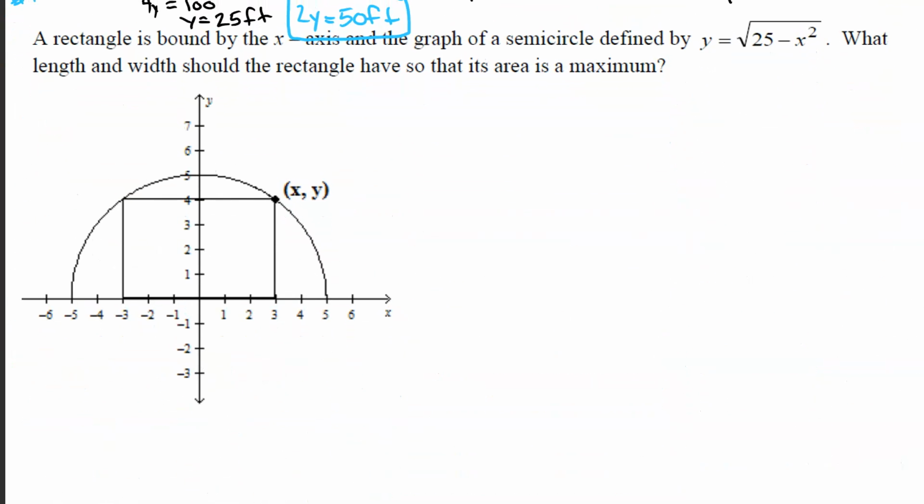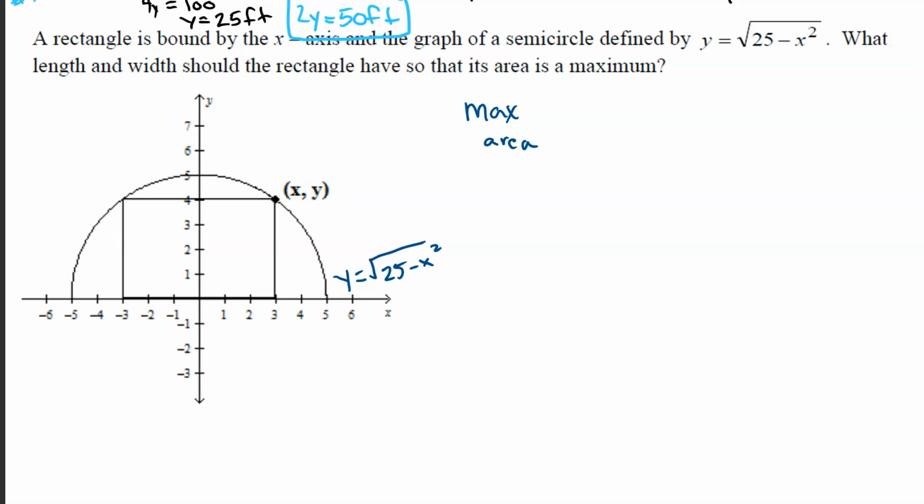We're now down to 2. So we're looking at another area problem with a rectangle enclosed by the equation. I'm just going to write that here. Y equals square root of 25 minus x squared. All right, so we have a rectangle bound by the x-axis. The graph is the semicircle defined by y equals the square root of 25 minus x squared. All right. What is the length and width of the rectangle that maximizes the area? So we're looking to maximize the area. So we know we need to find some equation for the area.